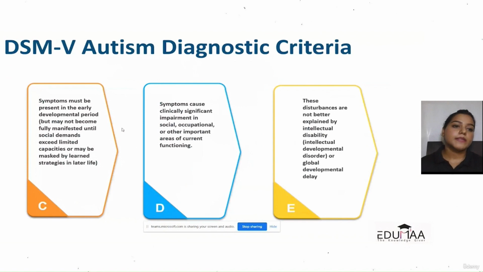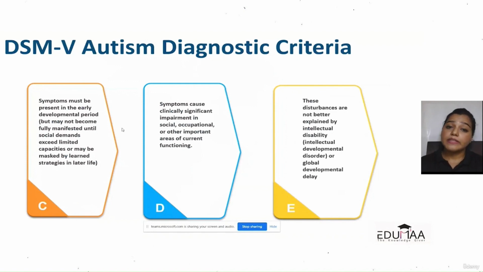Part C is where symptoms must be present in the early developmental period but may not become fully manifested until social demands exceed the limited capacities, or may be masked by learned strategies in later life. So that is very important.